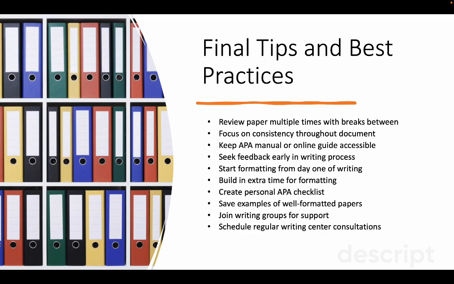Some final tips and best practices to close us out. Review your paper multiple times with breaks between. Focus on consistency throughout your document. Keep APA manual or online guide accessible. Seek feedback early in the writing process. Start formatting from day one of writing. Build in extra time for formatting. Create a personal APA checklist. Save examples of well-formatted papers. Join writing groups for support. And schedule regular Writing Center consultations.